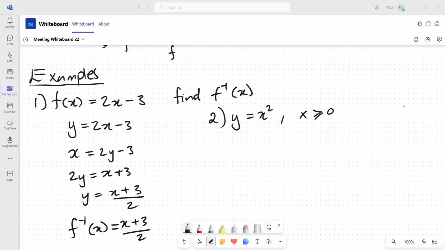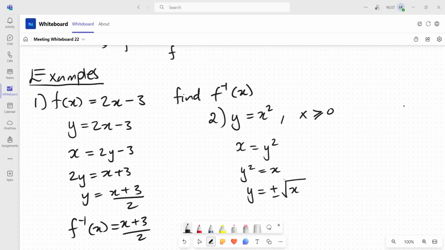So to find the inverse, we proceed in the same way. Here we have y equals x squared. Then we interchange: where I have y, I replace that with x, and where I have x, I replace that with y, and then I make y the subject of the formula. So y squared equals x, so y equals plus or minus the square root of x.